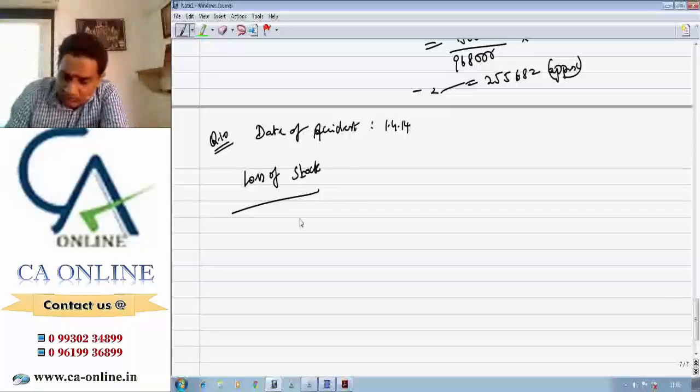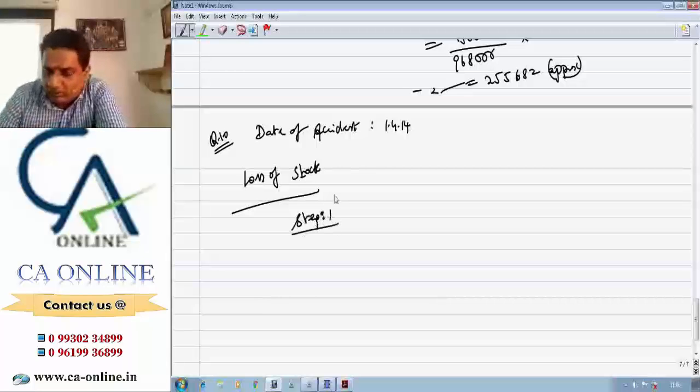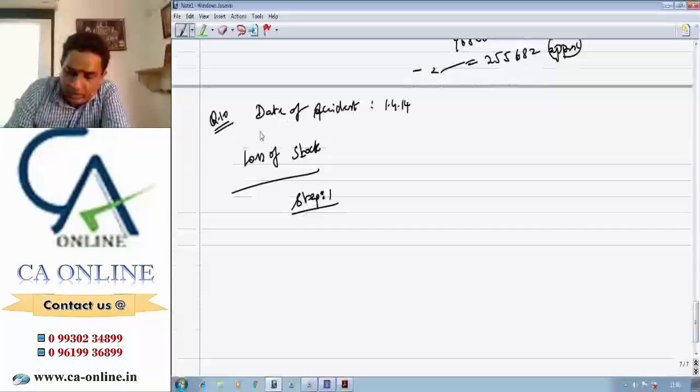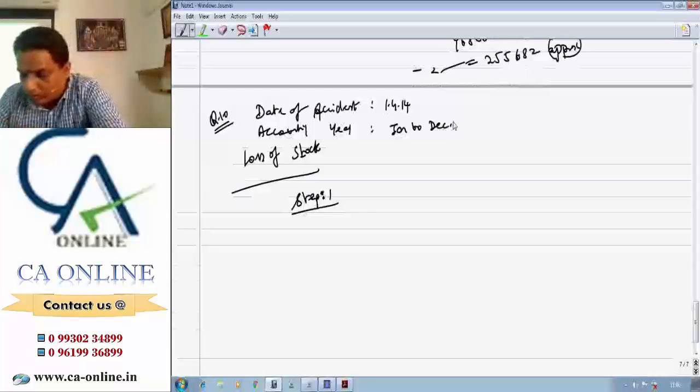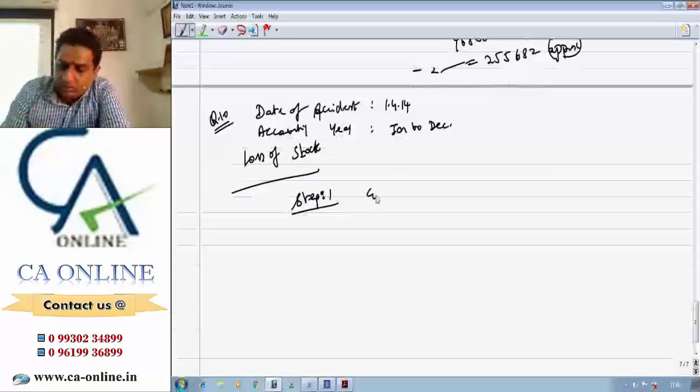So for loss of stock, what is step 1? The dislocation part we will do for loss of profit; for the accounting year alone, step number 1, GP ratio.